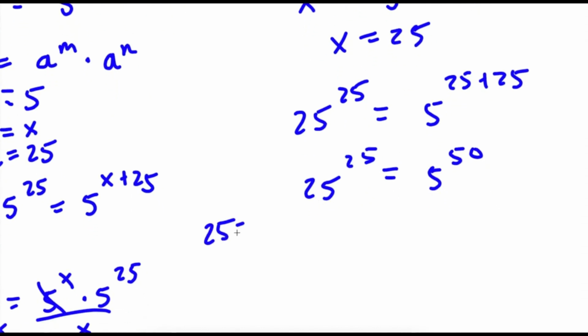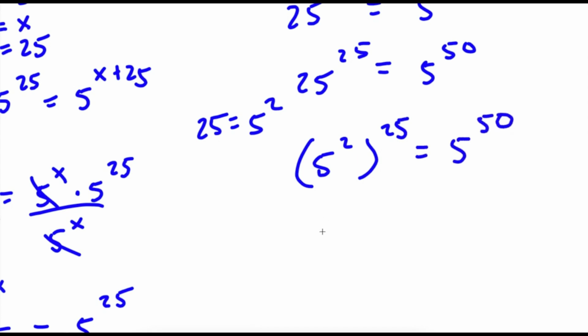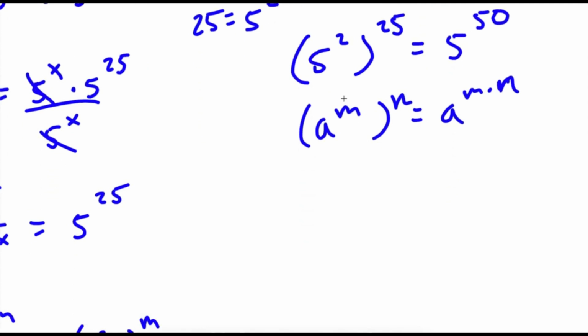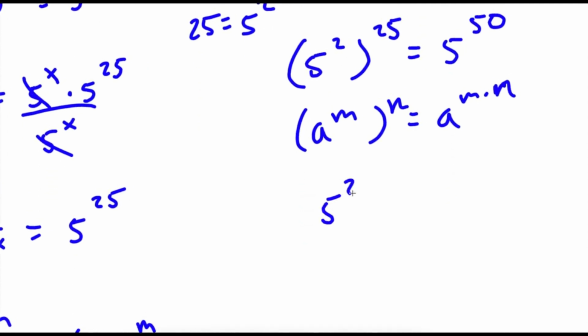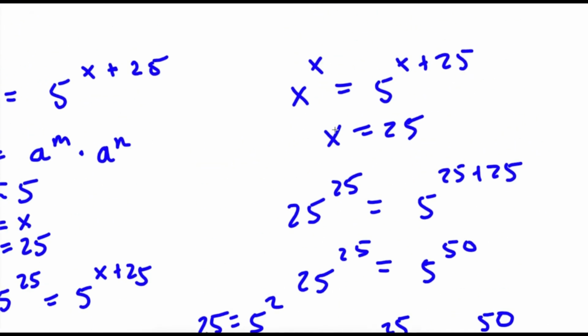Now 25 here, this is the same thing as 5 squared. So now I'm going to replace 25 with 5 squared, so now (5 squared) to the power of 25 is equal to 5 to the power of 50. Now if I have something in the form a to the power of m to the power of n, this is equal to a to the power of m times n. So (5 to the power of 2) to the power of 25, that would equal 5 to the power of 2 times 25. So equal to 5 to the power of 50. 2 times 25 is 50, so I have 5 to the power of 50 is equal to 5 to the power of 50. And because this is right, our solution is right.